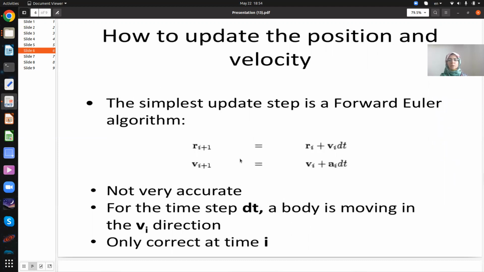How to update the position and the velocity? The simplest update step is the forward Euler algorithm. As you see here, R(i+1) goes to R(i) plus V(i) dt, and V(i+1) goes to V(i) plus A(i) dt. Not very accurate, but for the time step dt, a body is moving in the V(i) direction, only correct at time i.